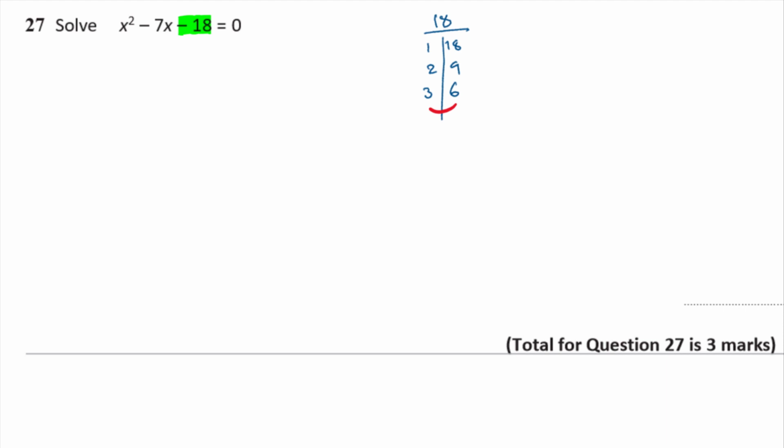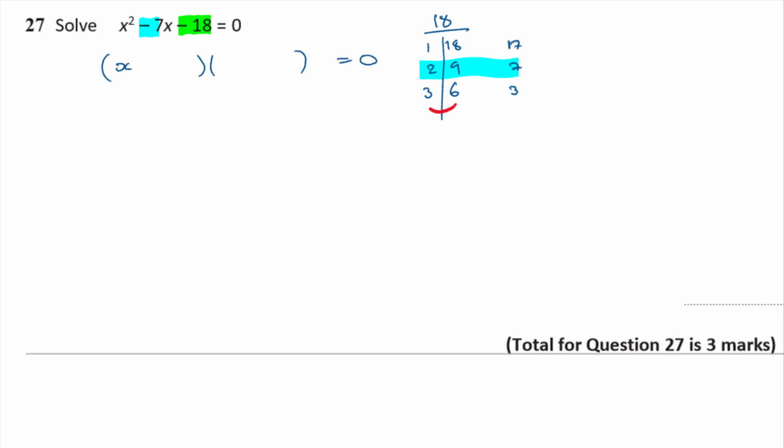Now if the number on the end is negative, it means one of those must be positive and one of those must be negative. Now the middle term has a coefficient of negative 7. So can I make 7 out of subtracting one of my pairs from the other? So 18 subtract 1 has got a difference of 17. 9 and 2 have got a difference of 7. 3 and 6 have got a difference of 3. So it looks like it's this one then that's going to give me a number that adds to 7. Okay, so it's going to be, open a bracket.